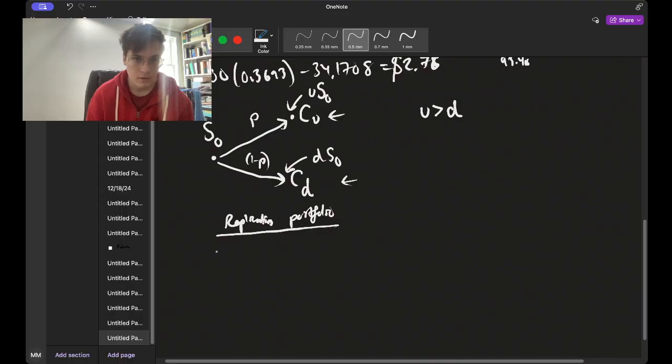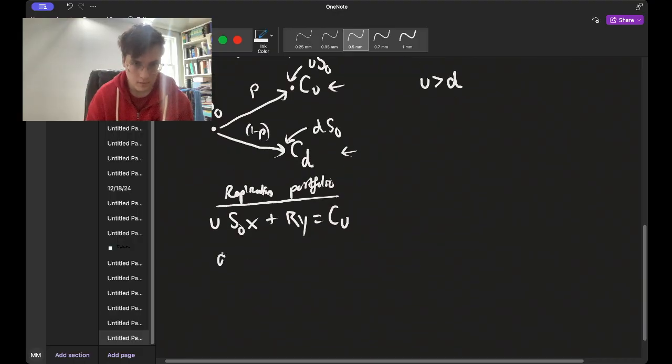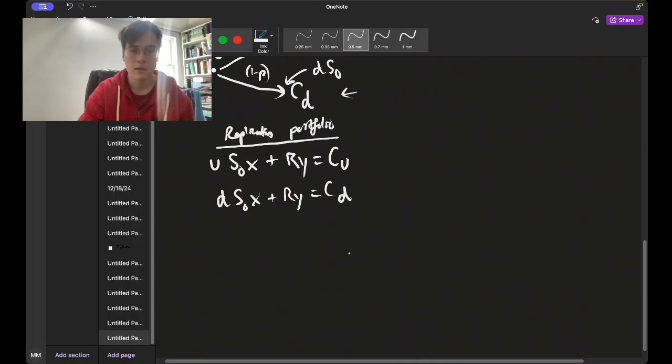So at time equals 1, we bought some stock. We bought X units of the stock at S0, and now at time equals 1, it's worth U times S0, okay? Then we put some money into the cash account, so U S0 X plus RY is equal to CU, okay? And then we have D S0 X plus RY is CD, okay? So that's our replicating portfolio.